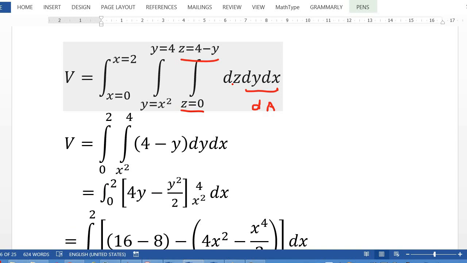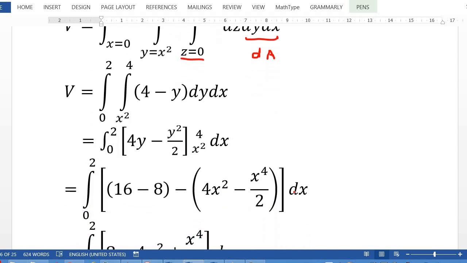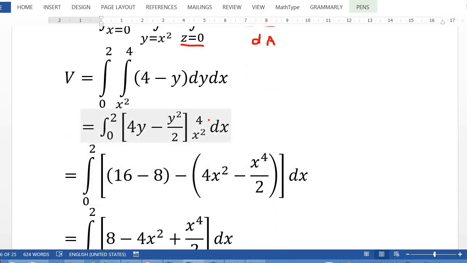Integrate 1 with respect to z. You get z. Substituting the upper limit and the lower limit, you get 4 minus y. Then you integrate 4 minus y with respect to y, so you have 4y minus y squared over 2, where the limit of y is from x squared until 4.